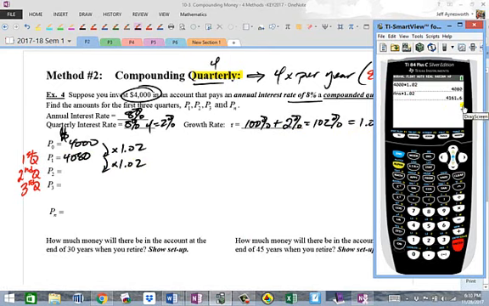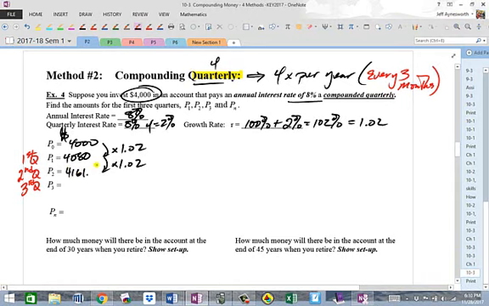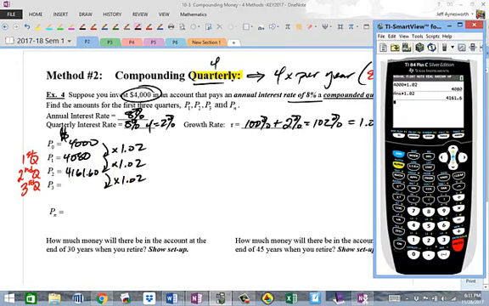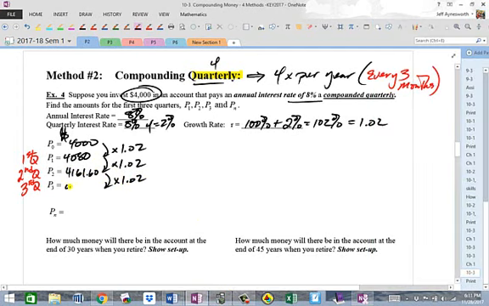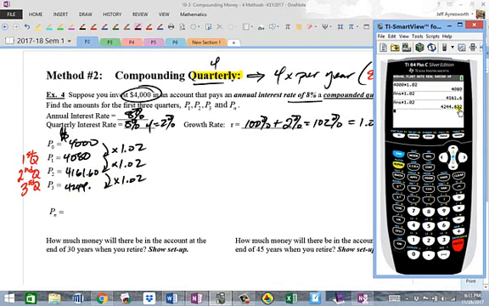$4,161 and 60 cents. Okay. Multiply that by the growth rate again. So just hit the enter button, and you get $4,244 and 83 cents.